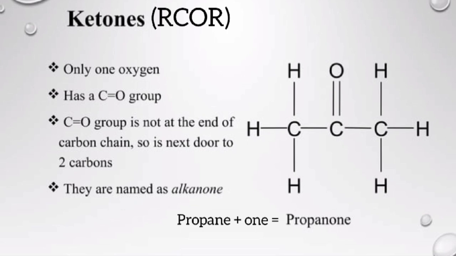So here in this example, we find that there are 3 carbon atoms. So the root word is PROP. And you can see that all are single bonds between the carbon atoms. So it is an alkane. So the name is propane, but since we have a C double bond O group in between, it clearly shows that there is a ketone functional group. E has to be replaced with ONE. So the name becomes propanone.